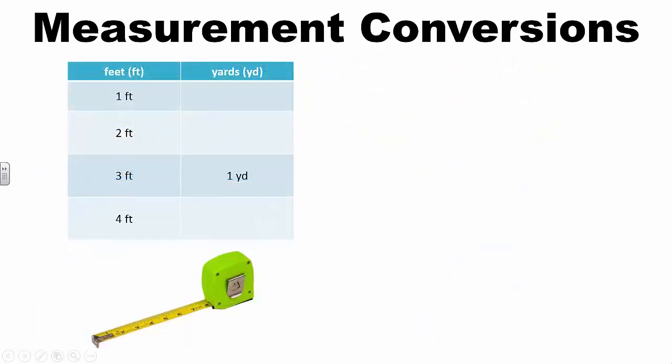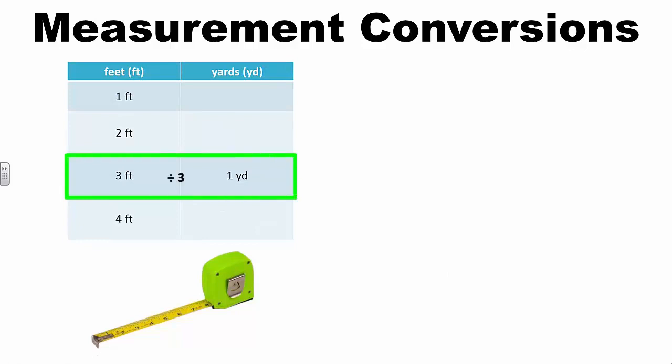Now let's look at some examples with the customary measurement system. Because 3 feet divided by 3 equals 1 yard, the table shows that 3 feet equals 1 yard. So 1 foot divided by 3 equals 1/3 yard. 2 feet divided by 3 equals 2/3 yard. And 4 feet divided by 3 equals 4/3 yard, or 1 1/3 yard.